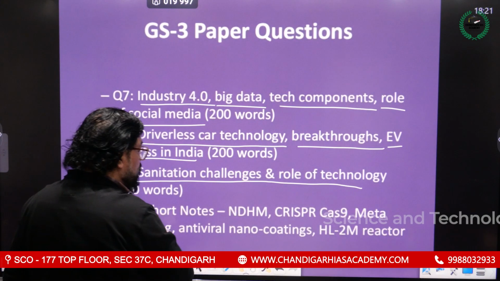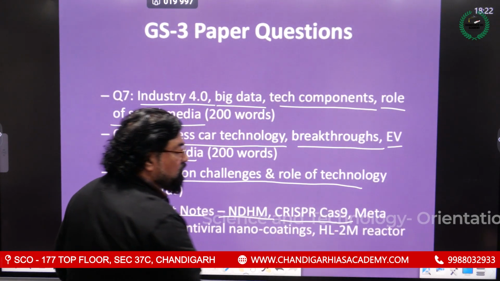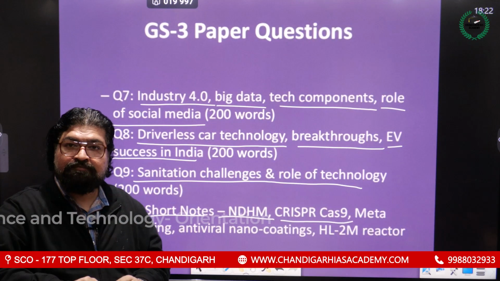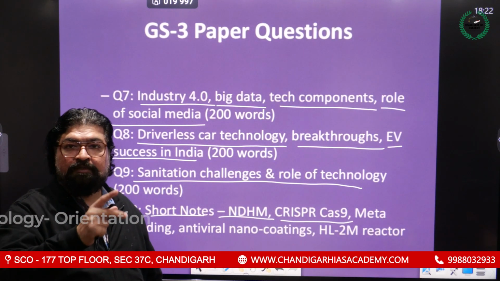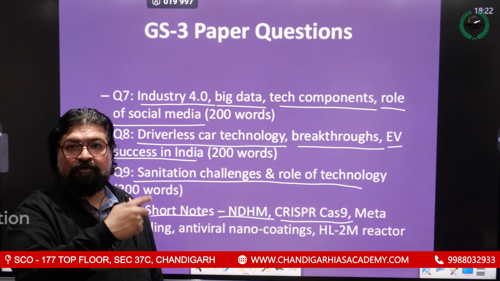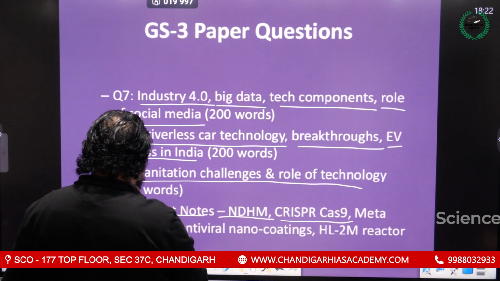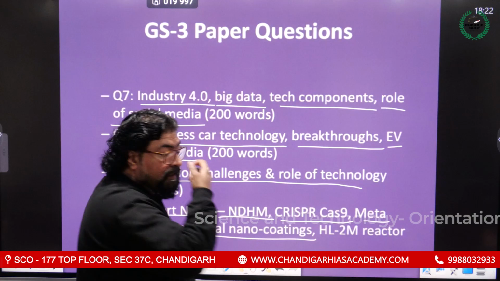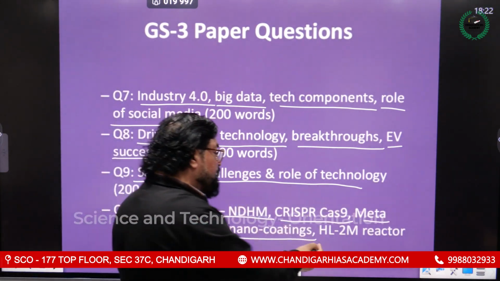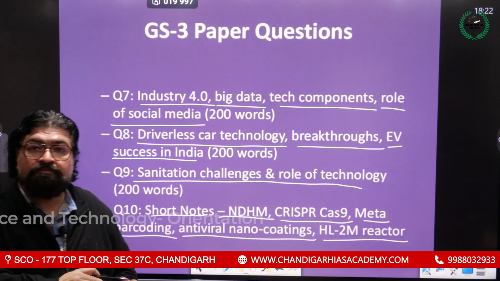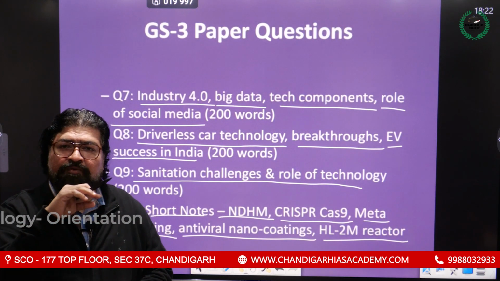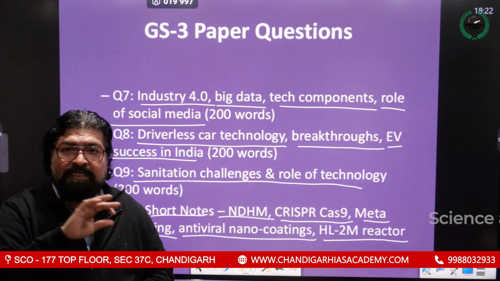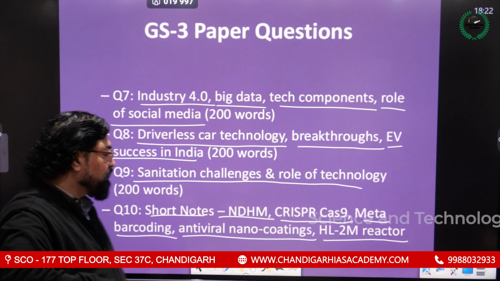Then coming here, short notes: NDHM, CRISPR-Cas9, the molecular scissors, the gene editing tool, CRISPR-Cas9, application there, designer babies, designer crops, right? Treatment of cancer, many things could be there. Meta barcoding, antiviral nanocoatings, HL2M reactors, nuclear reactors. Look at how diversified the questions being asked in the exam are. You cannot take it lightly, right? You cannot take it lightly.